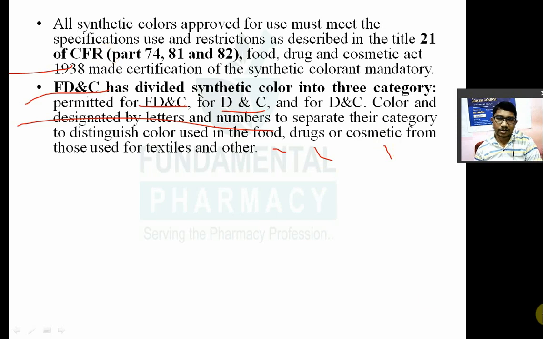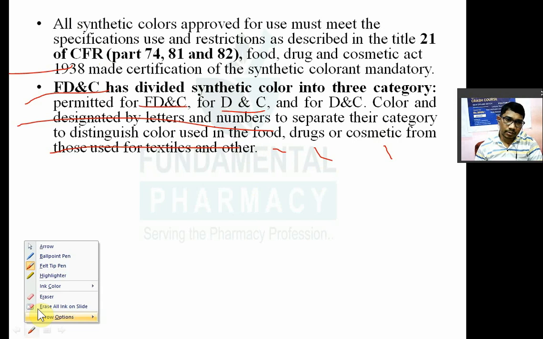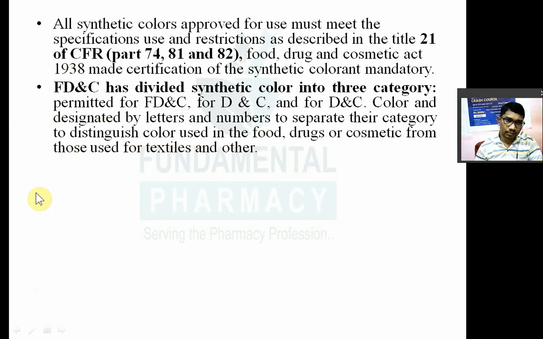They have designated these in 3 numbers to distinguish these colors from those used in textile and other functions. Colors are not used only in drugs, only in food, or only in cosmetics; they are also used in textile and other uses. So to distinguish your FDC, which is food, drug and cosmetic color, from the textile and other colors, there is a 3-number designation.